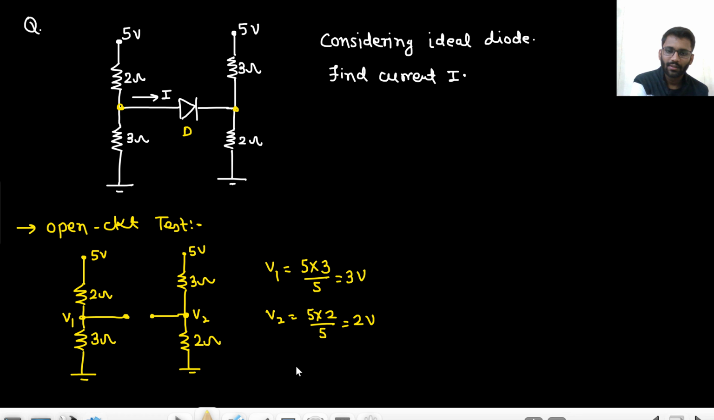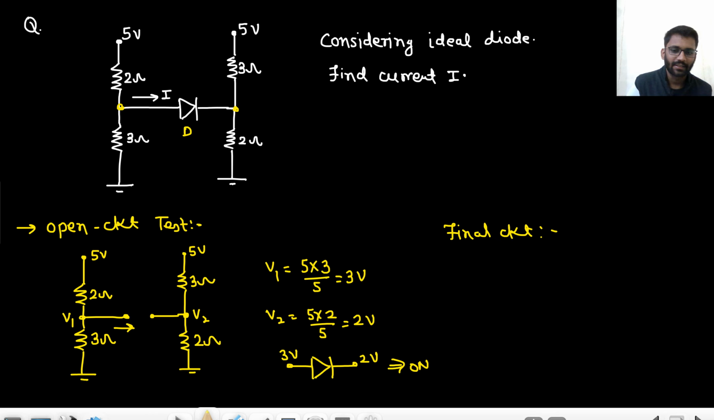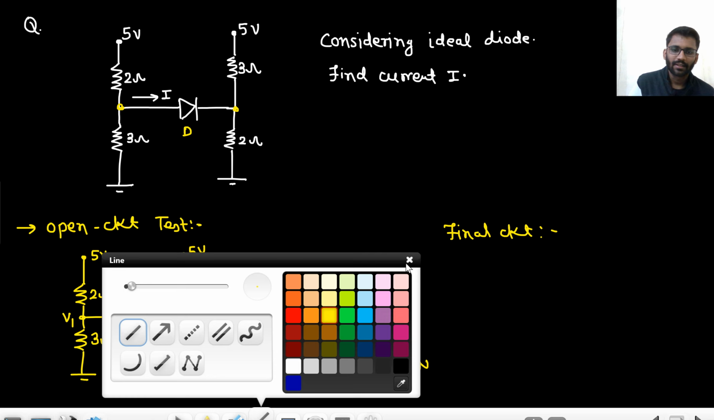So across the diode, this is the condition. Here you are having 3 volt, here you are having 2 volts. That means it will be on. And if the diode is on, what is your final circuit? Now here the ID current is 0. So is that the final answer? No, this is not the final answer because this is the open circuit test. This is not the final circuit. This is your final circuit.